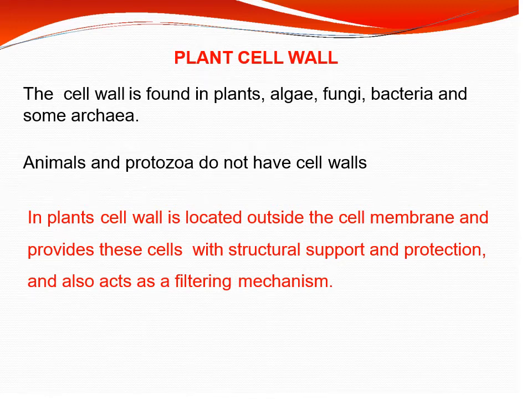The plant cell wall is found in plants, algae, fungi, bacteria and some archaea. Animals and protozoans do not have cell walls. In plants, the cell wall is located outside the cell membrane and provides these cells with structural support and protection, and also acts as a filtering mechanism.